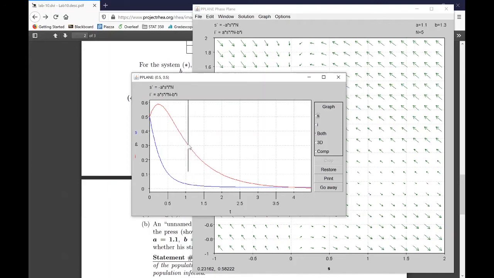0.04. Number of infected is around maybe 0.33. So 0.33 plus 0.04 is approximately 0.37, and therefore the proportion of recovered is approximately 0.63, if my mental math is correct. 0.63 means 63% of the population is recovered after 1 month.